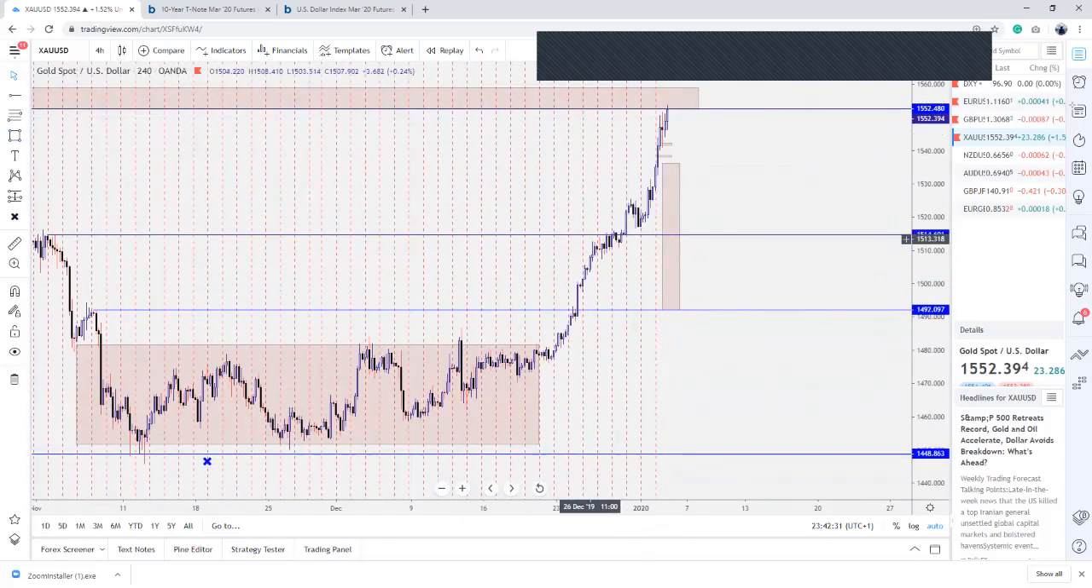Now, gold is still bullish. By all means, what the market is showing us is a clearly bullish environment, but I feel we're going to get a reversal from this level all the way back down to this level.